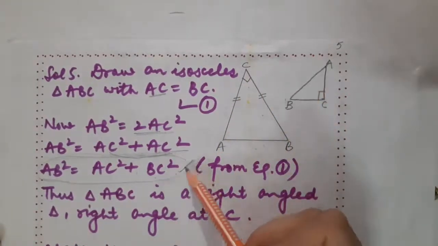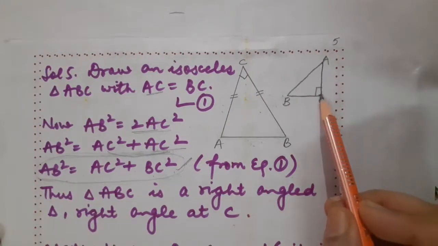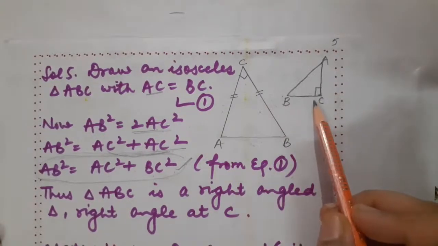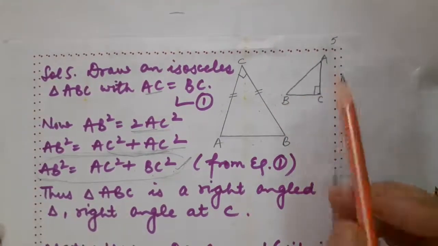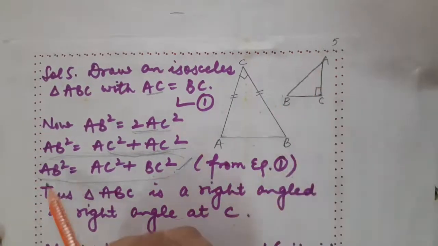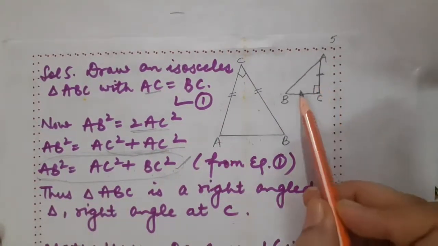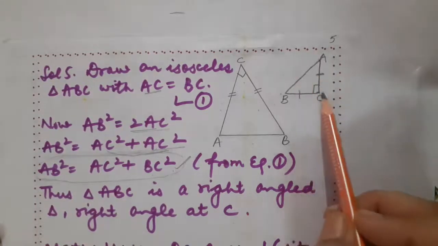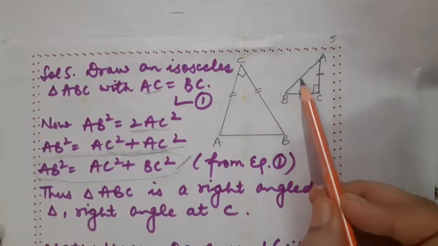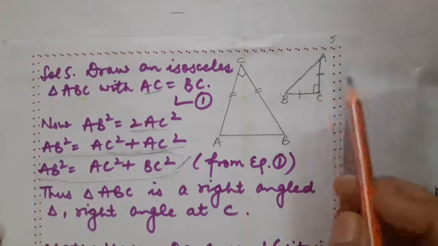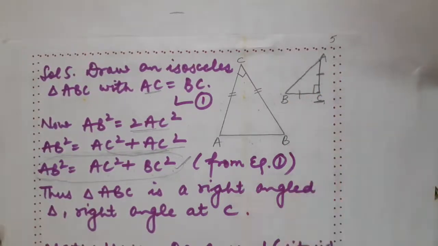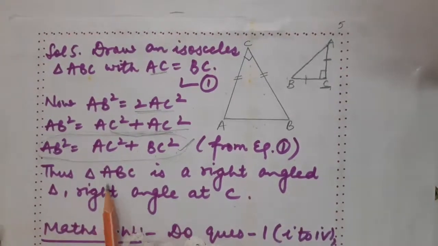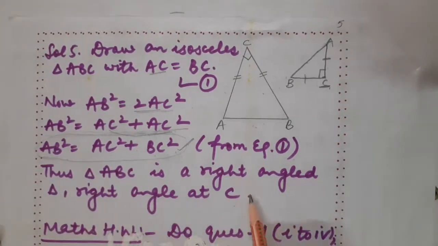Here, to make you understand how C becomes a right angle, I have drawn this right angled triangle. Here I have taken ABC. You know this AB square is equal to AC square plus BC square. So this condition was given in the converse of Pythagoras theorem, and what did we prove? That the angle opposite to this side, whose square is equal to the sum of the squares of the other two sides, will be 90 degrees. So thus it is proved that ABC is a right angled triangle, right angled at C.